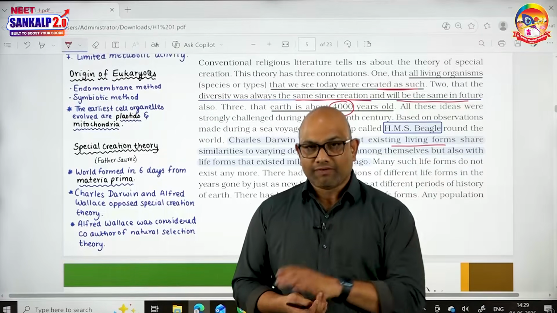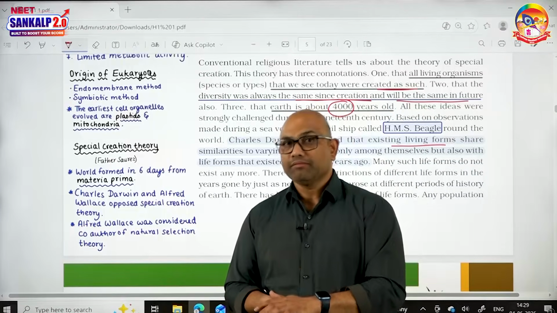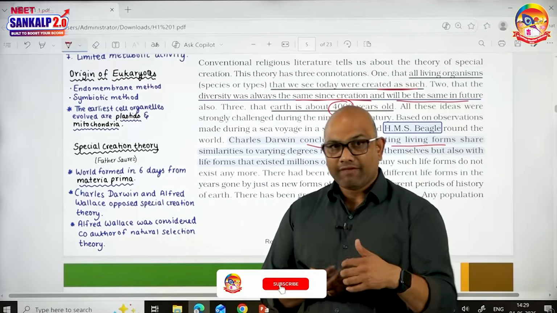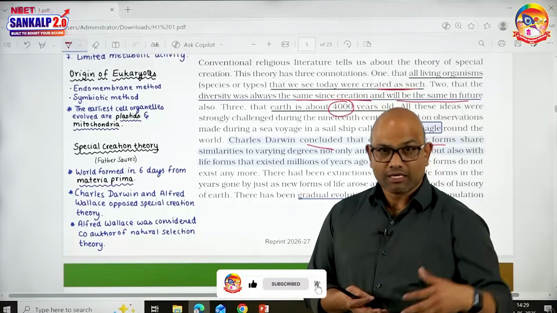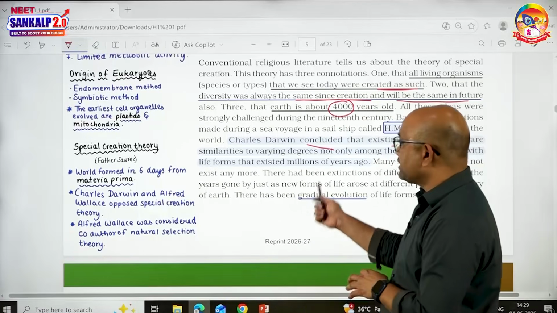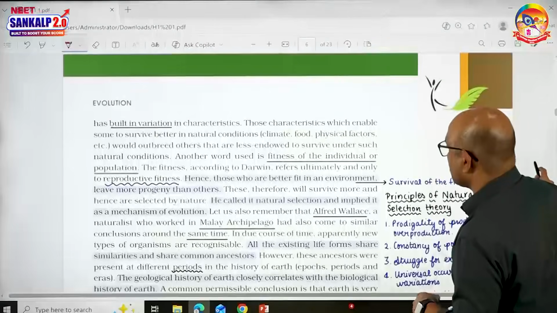So that finally says the age of earth is not 4,000 years, it is some 4.5 billion years, because life extinctions and evolutions have been happening since some millions of years. And other points of Darwinian theory I will discuss separately in the theories topic.